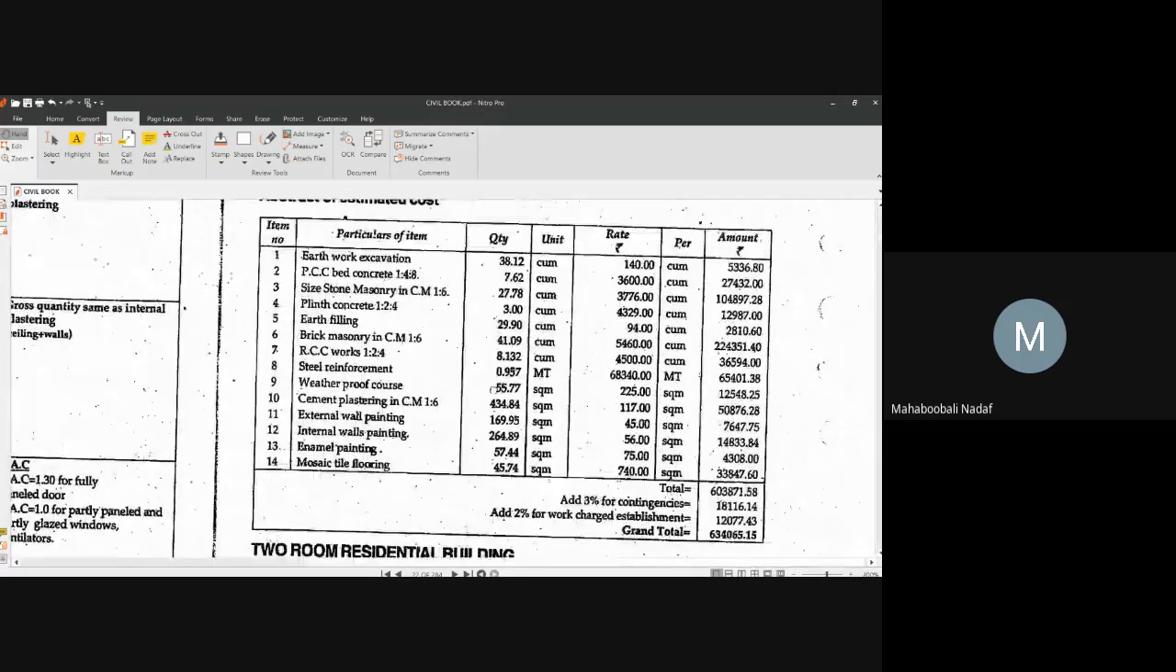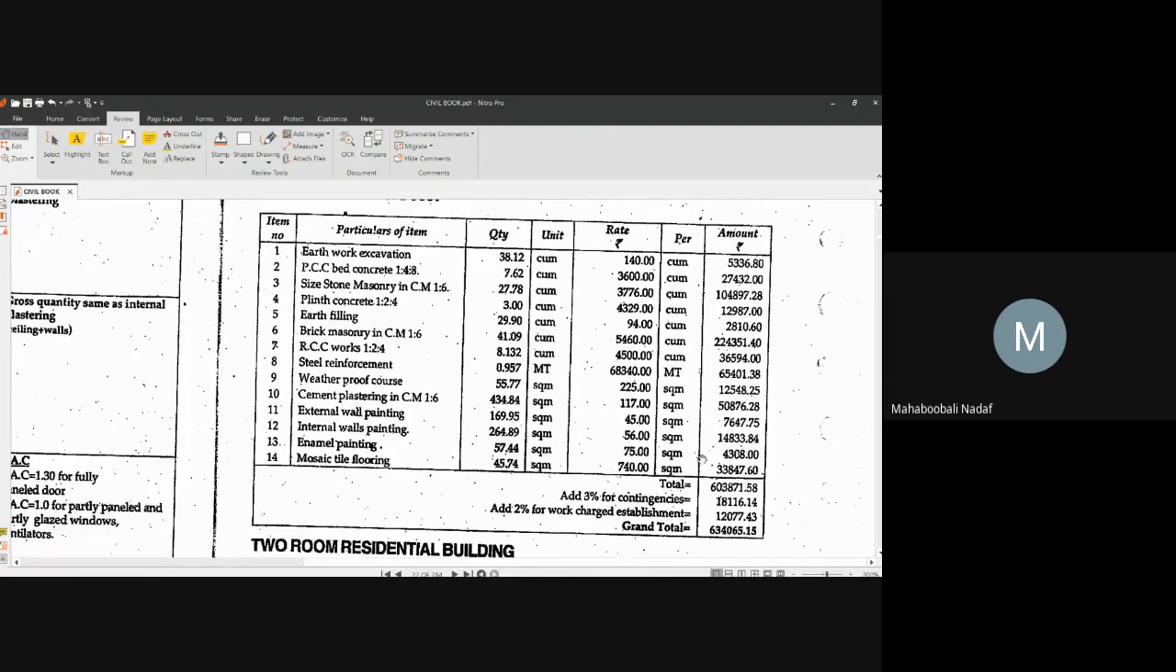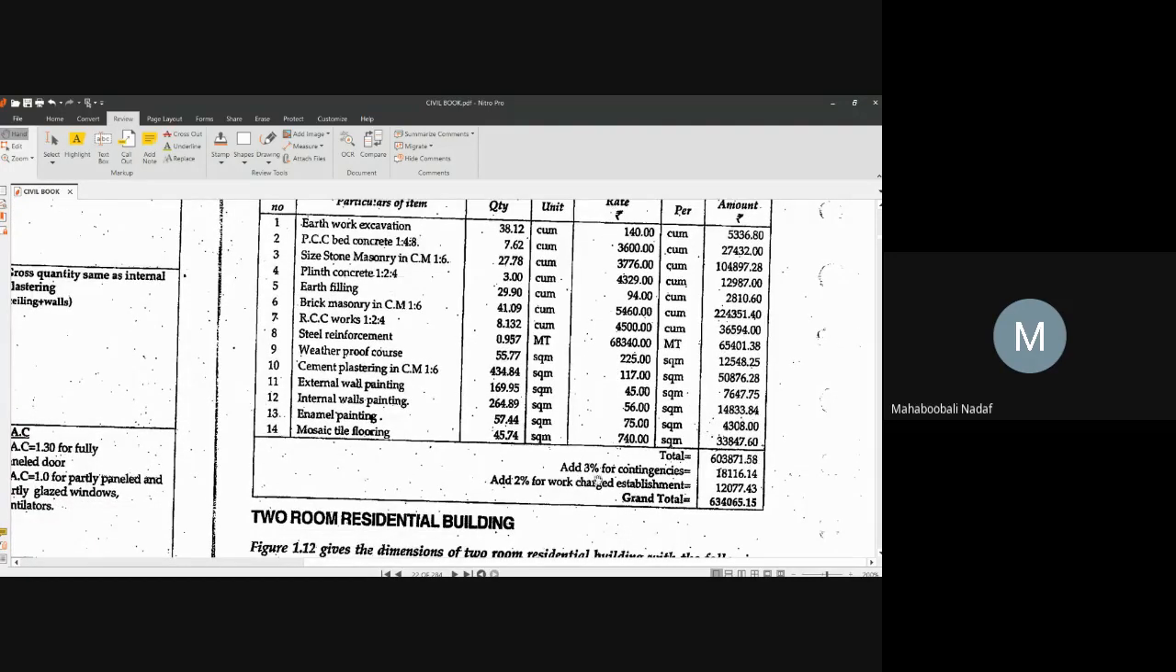What is this abstract? All the items, their quantities, their units, and rate. Generally they will give the rate. You multiply rate and quantity, you will get the amount. You add all the amounts, and you add 3% contingency for this. You add 2% work charge establishment for this. Again, if you add all the things, you will get the total cost.